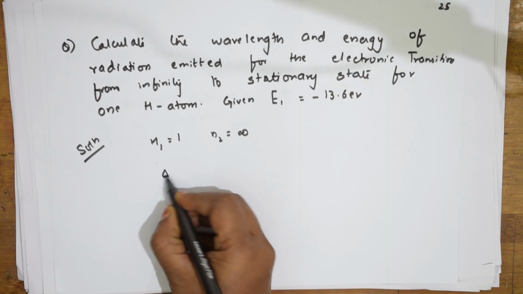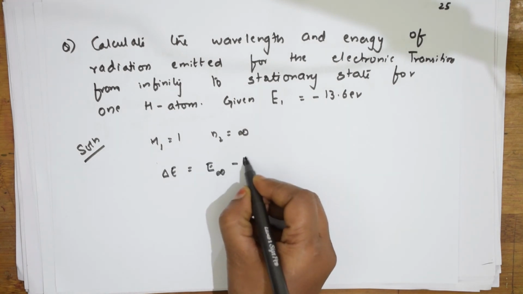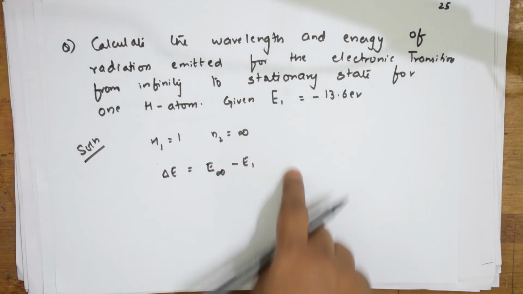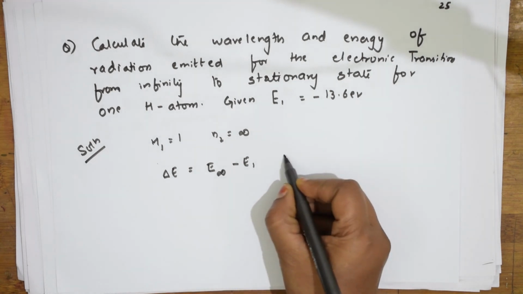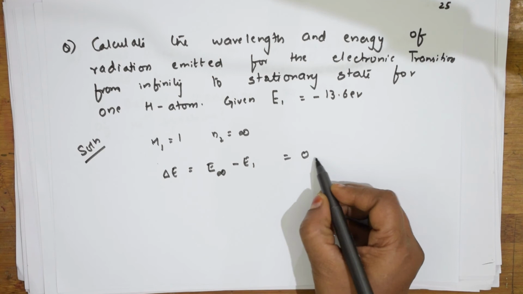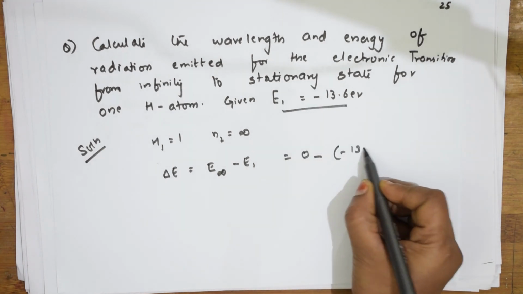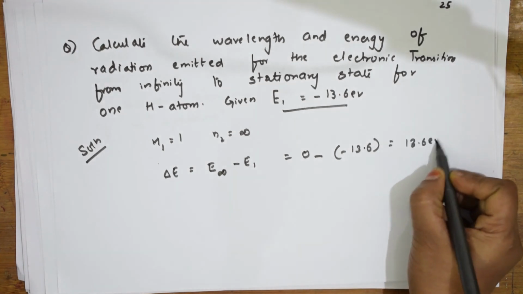We have a formula, delta E is equal to E infinity minus E1, because the transition is happening from infinity to the stationary state. So E infinity minus E1. What is E infinity? E infinity is always 0, isn't it? Minus of E1, which is given to us here as minus 13.6. When I subtract, I get an answer of 13.6 electron volt.